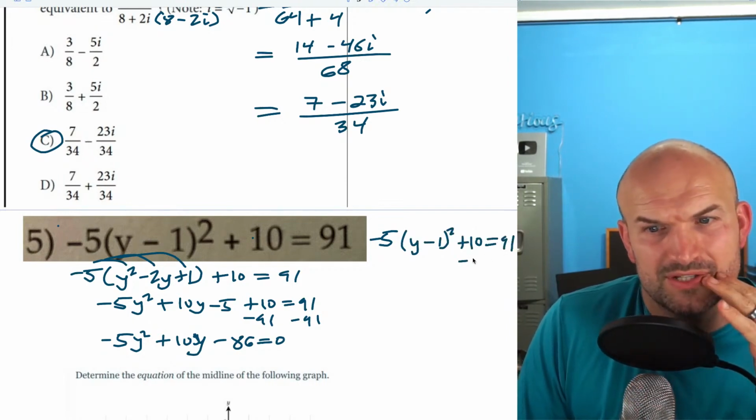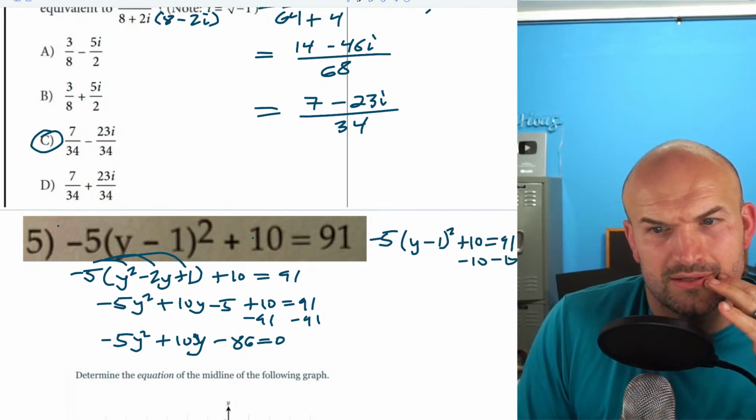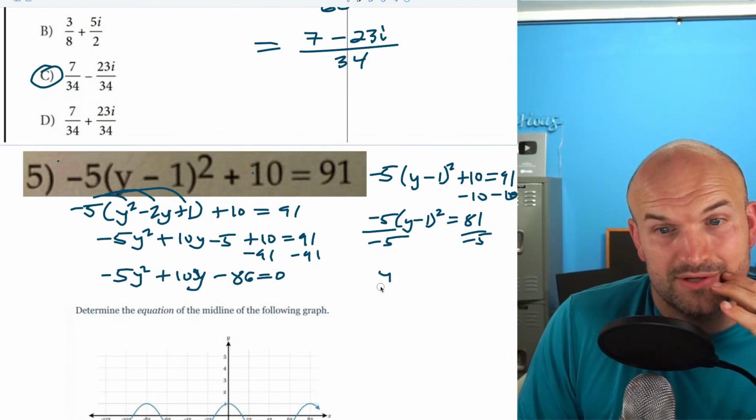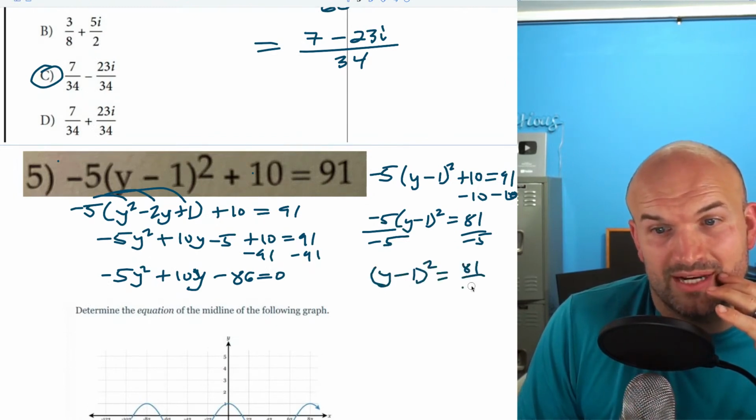What I'd basically do is just subtract 10 on both sides. And that'd be an 81. And then I'd divide by negative 5. Well, here you're going to get some complex numbers, right? So y minus 1 squared equals whatever 81 divided by negative 5 is.